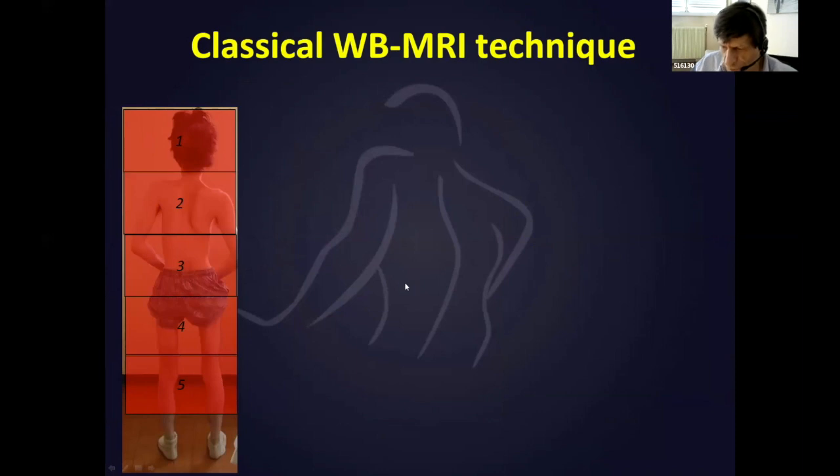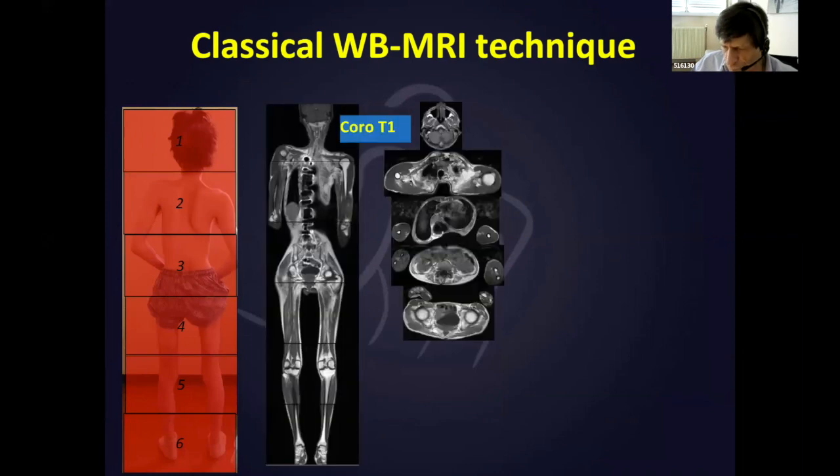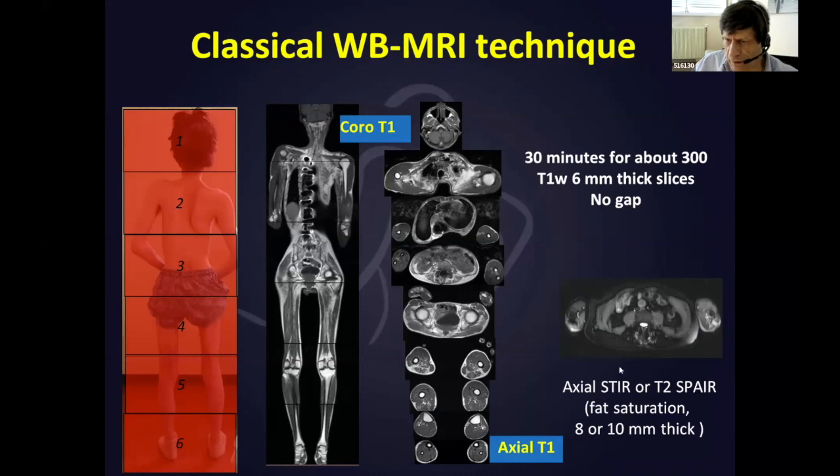The study is organized into steps to cover the body from head to toes in coronal and axial planes. The T1 weighted study, about 300 slices, takes about 30 minutes. And you add axial STIR or T2 FATSAT images, and it takes about 15 minutes more in this classical examination.